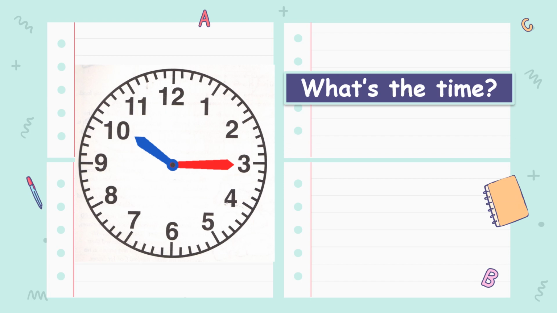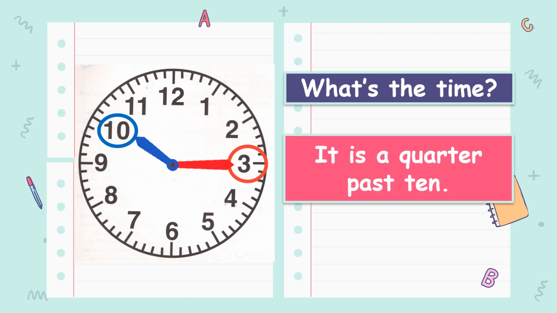Very good. Next one. What's the time? Let's look at the minute hand, the long needle. It states 3. So what should you use? Yes, it's a quarter past. So what about the hour hand, the short needle, where does it show? Yes, 10. So your answer should be, it is a quarter past 10.